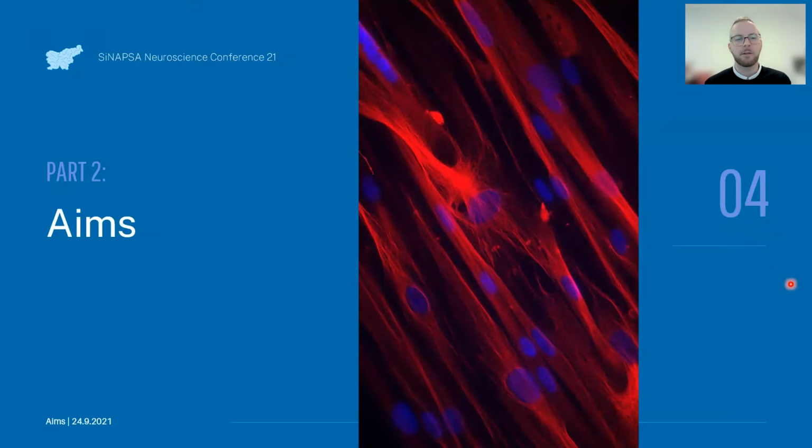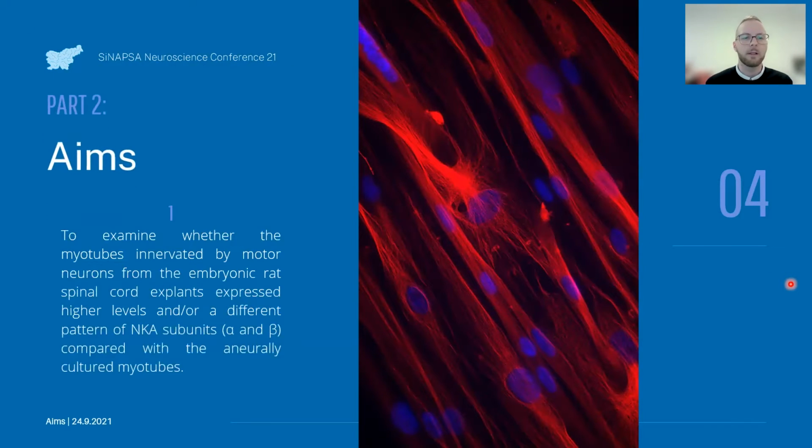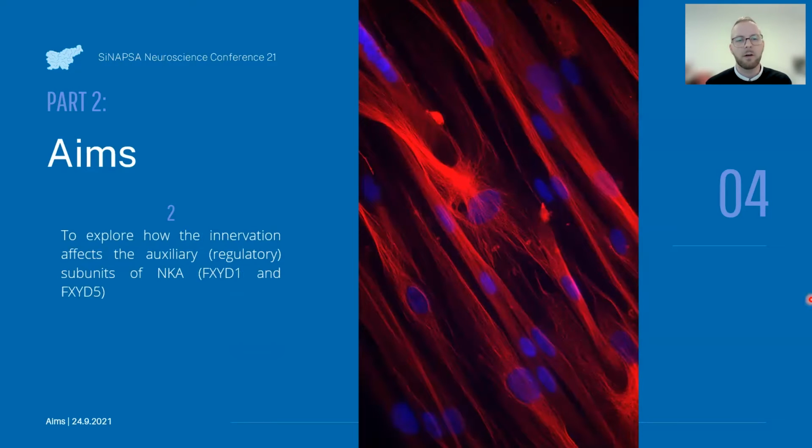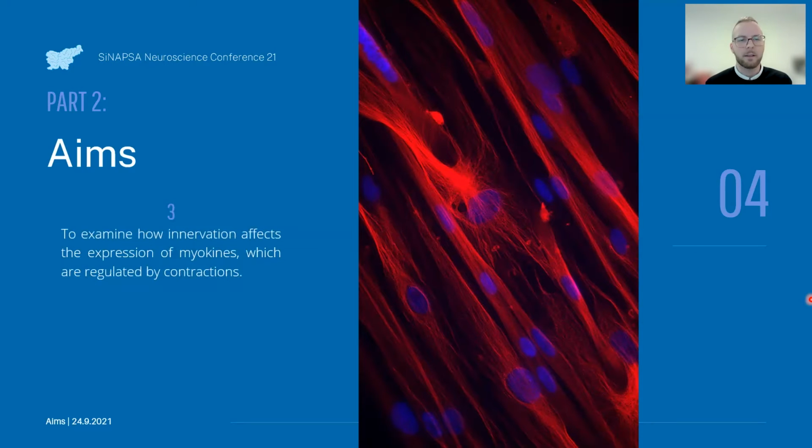So what were the aims of our study? One was to examine whether myotubes innervated by motor neurons from the embryonic rat spinal cord explants expressed higher levels and/or a different pattern of NKA subunits, alpha and beta, compared with the aneural cultured myotubes. The second was to explore how innervation affects the auxiliary regulatory subunits of NKA called FXYD1, or phospholemman, and FXYD5, or dysadherin. The third aim was to examine how innervation affects the expression of myokines, which are regulated by contractions.